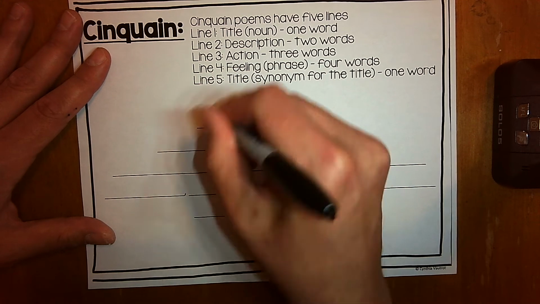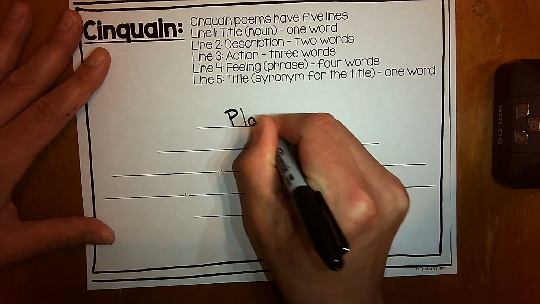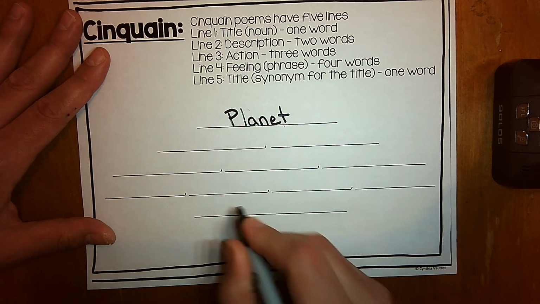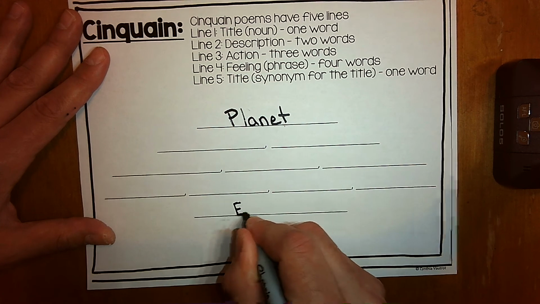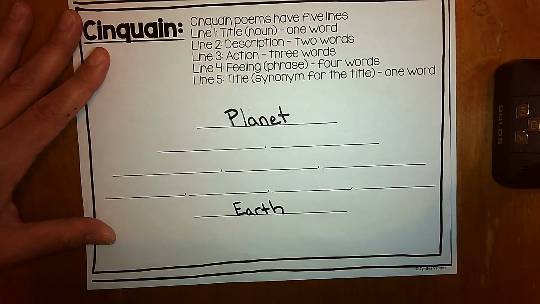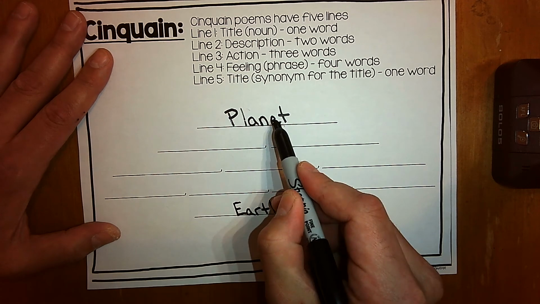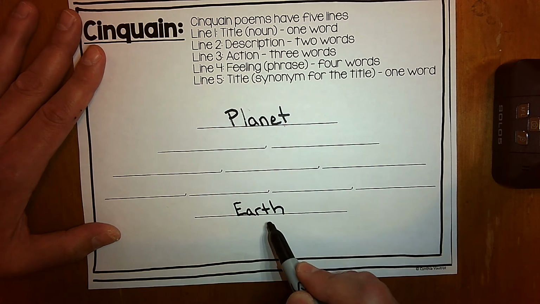My first line is going to be planet. So I thought it out, and I know I really want to talk about Earth. I don't want to talk about Saturn. I don't want to talk about Venus. I want to talk about Earth. So notice how my first line is more general, and then my last line is more specific. So I'm going to talk about Earth in my poem.